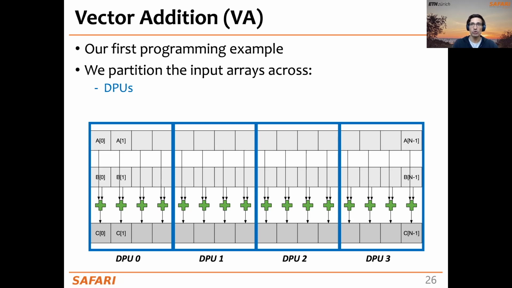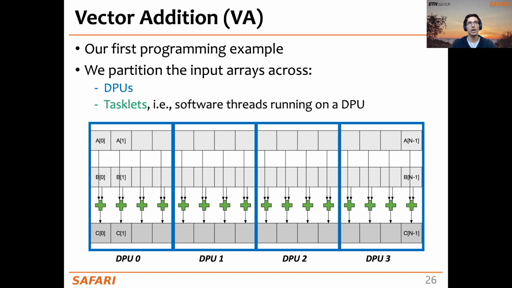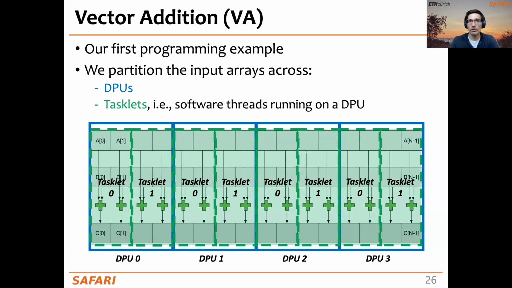But inside the DPUs, we have threads running and executing in a multi-threaded fashion. These software threads are called tasklets in the UPMEM programming model. And inside each DPU, we are going to distribute the computation across these tasklets so that they operate on the input data to produce the output results. So for example, here, assuming that we have 2 tasklets running on DPU 0, this part of the array is assigned to tasklet 0, this part to tasklet 1, and in the rest of DPUs, we distribute the computation across tasklets in a very similar way.